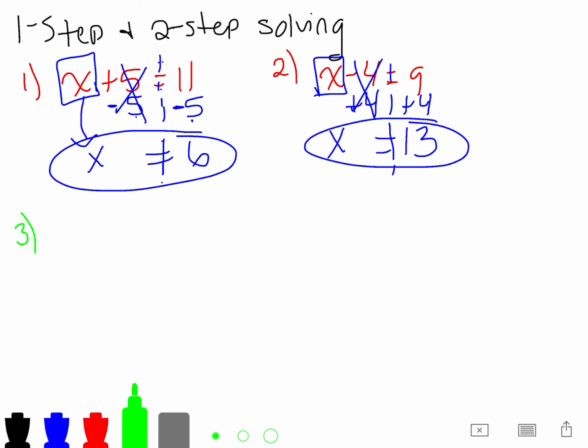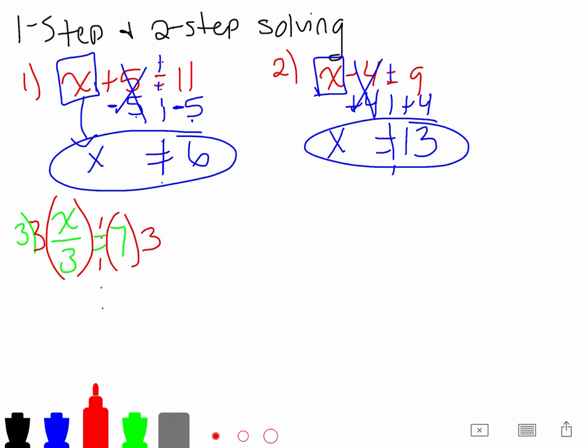The next one is x over 3 equals 7. Now when it's written like this, x over 3, that means we're dividing. So x divided by 3. The opposite of dividing would be multiplying. Anything I do to one side, remember we have to do to the other. When you are dividing by 3 and you multiply, they cancel. So I'm left with x over there. And then 7 times 3 is 21. X is alone, so we're done.